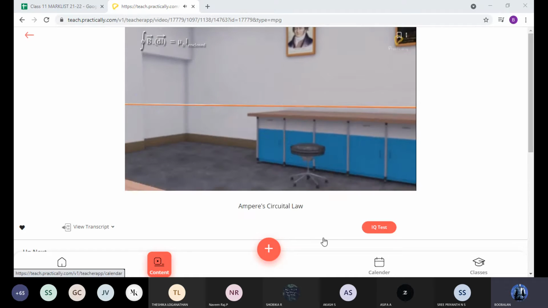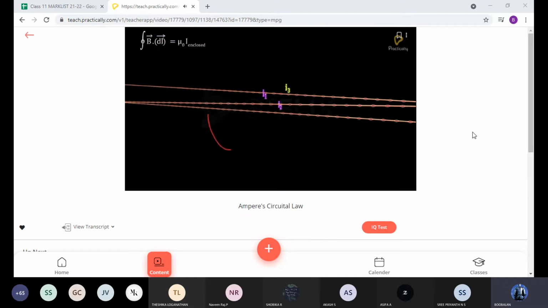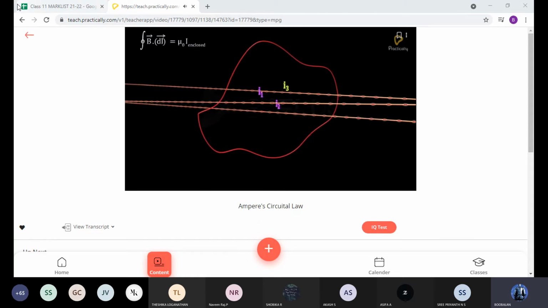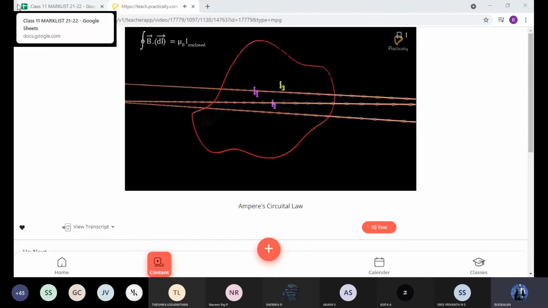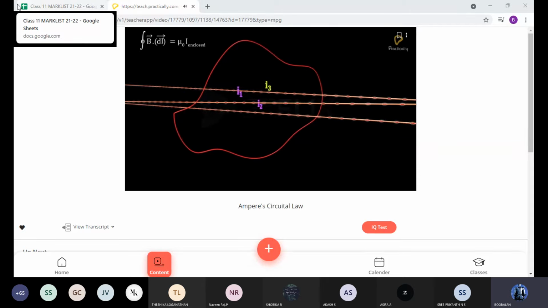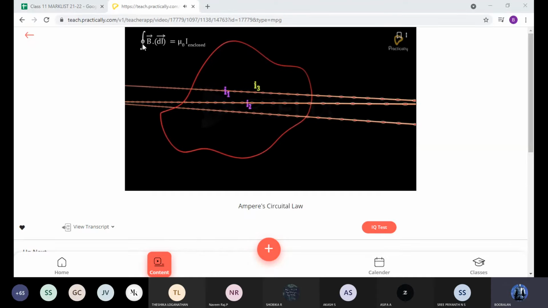Ampere's law states that the line integral of magnetic field along a closed curve is equal to mu naught times the net current crossing the area bounded by the closed curve, provided the electric field inside the loop remains constant. That is, the line integral of B dot dl is equal to mu naught I enclosed.